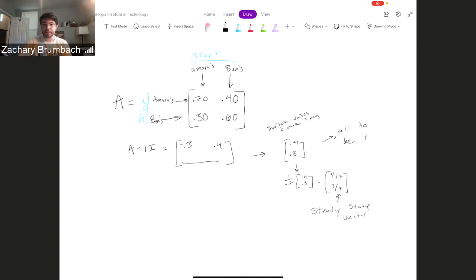What this means is of all of the population, if 4/7 of them are at Amara's place and 3/7 of them are at Ben's, then each year the number that leaves Amara's is the same number that leaves Ben's, and they completely cancel each other out, so there's no net change, okay? That's what a stochastic matrix is talking about, and that's the whole idea and motivation behind doing it.